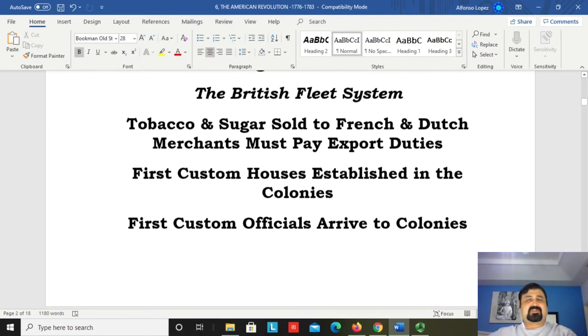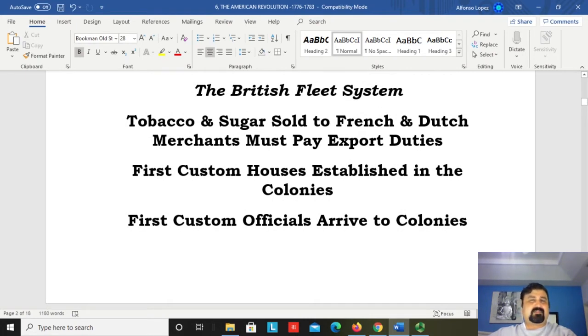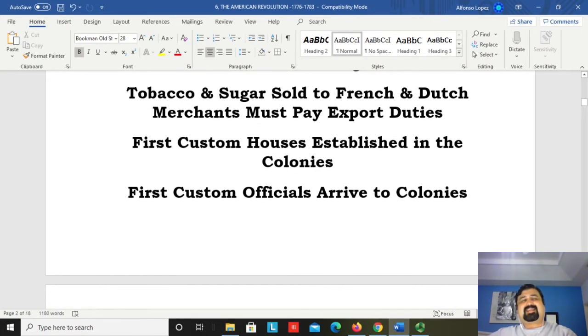The Navigation Acts of 1651 and 1673 also indicated that tobacco and sugar sold to the French and the Dutch companies, if they wanted to purchase sugar and tobacco, they must purchase that in London. In other words, not in the colonies. They would have to go to London and buy it at the prices dictated by Great Britain and also pay export duties. They needed to pay their export fees as well. So that's what the Navigation Acts stipulated.